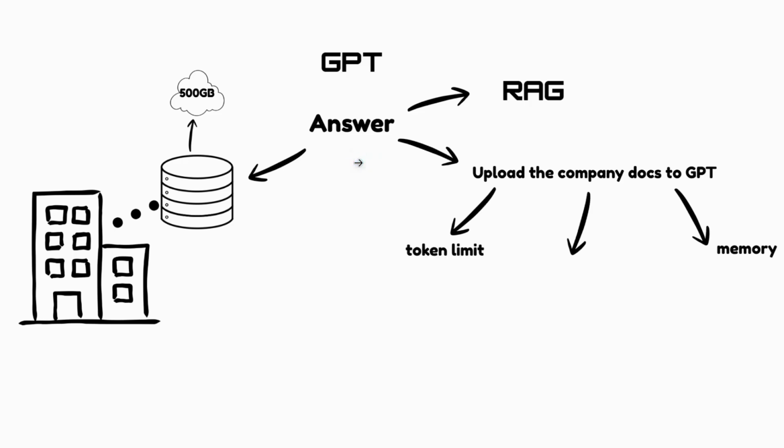And second, there is a token limit. If the documents are very huge, then the GPT cannot answer, or first of all, you cannot upload that many documents to the chat in the LLM. And the third and most important thing is sensitive data. It is not appropriate to upload your company's sensitive data directly to GPT. So that's where RAG comes into the picture.